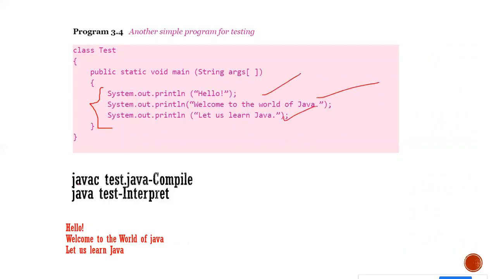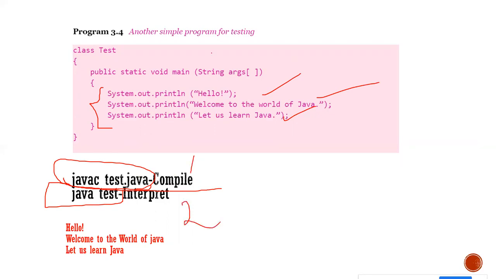So if I want to execute, I first have to give javac test.java. This is the statement which I should give first. This is for compilation. The next statement I have to give is java test. This is for interpretation. So Java includes 2 major steps. First step compilation, second step interpretation.